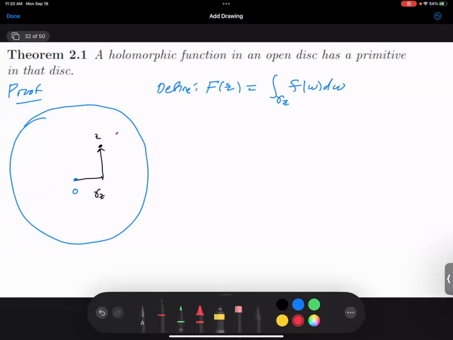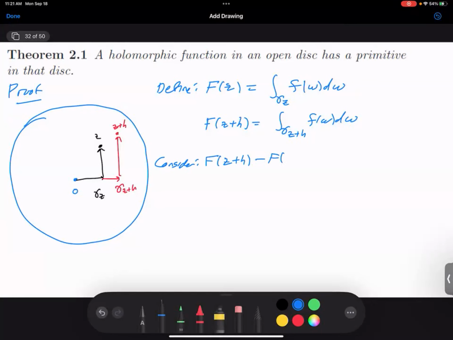If I choose another point, z plus h, then by definition, I have to go over and then up. That would be the path gamma of z plus h. And so we would get F of z plus h is the integral over the path gamma of z plus h of f of w dw. All right, so we're trying to show that big F is the primitive of little f. So let's consider big F of z plus h minus big F of z.